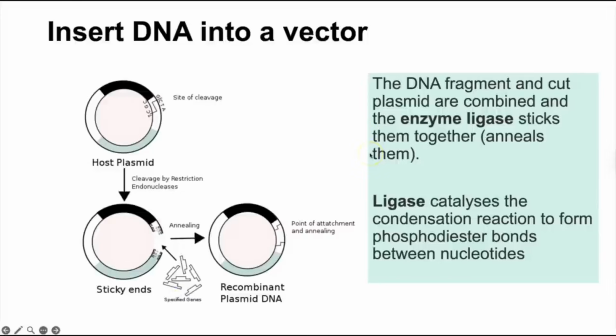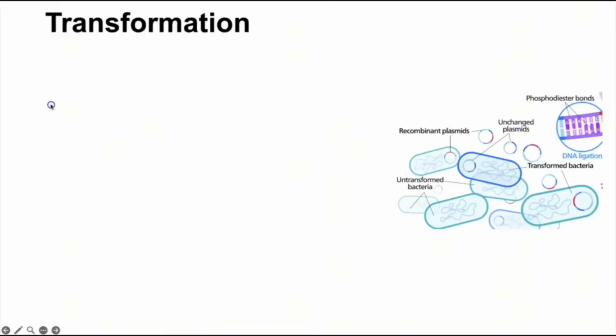Now, a few things just to give you extra detail that the mark scheme's more particular on now is you need to know the enzyme ligase is going to be joining the plasmid and the gene of interest together. But specifically what ligase does then is it's catalyzing the condensation reaction, forming the phosphodiester bonds between those nucleotides to join those two fragments together.